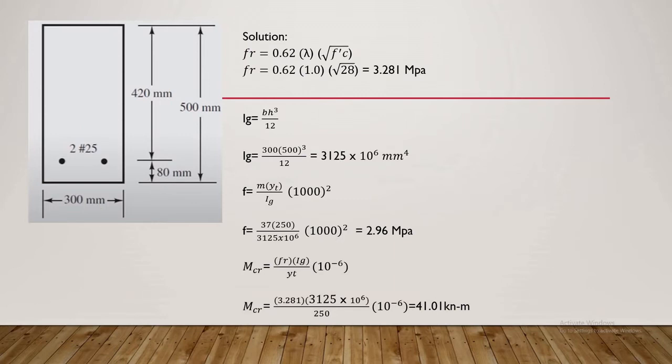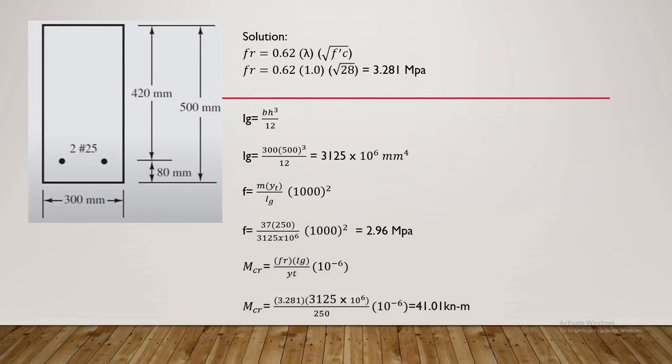Okay, so yung hinahanap sa ating problem is the cracking moment of the section. So in order to do that, first thing to do is hanapin natin yung ating FR or yung ating modulus of rupture. So the formula for our FR is 0.62 lambda square root of FC prime. This is from NSCP 2015. So substitute lang natin, the value of our lambda is 1.0 and the value of our FC prime is 28 megapascal. Okay, so ang makukuha nating sagot sa ating FR is 3.281 megapascal.